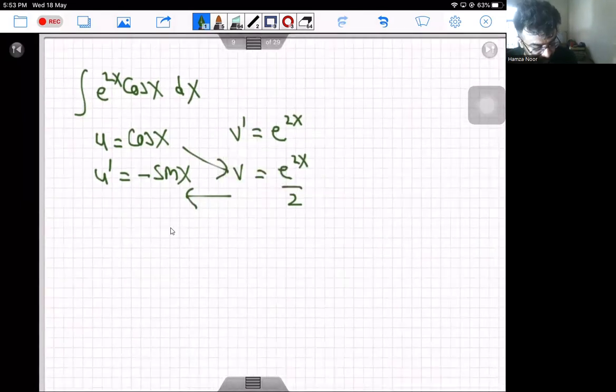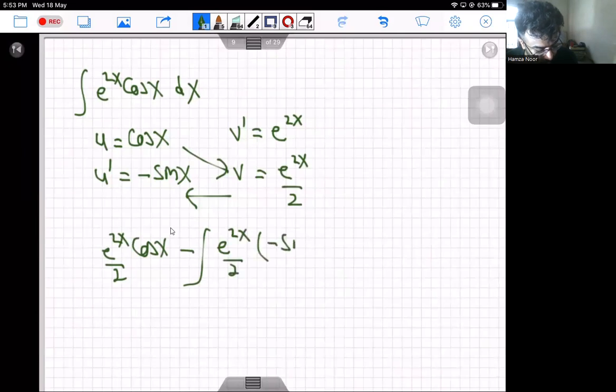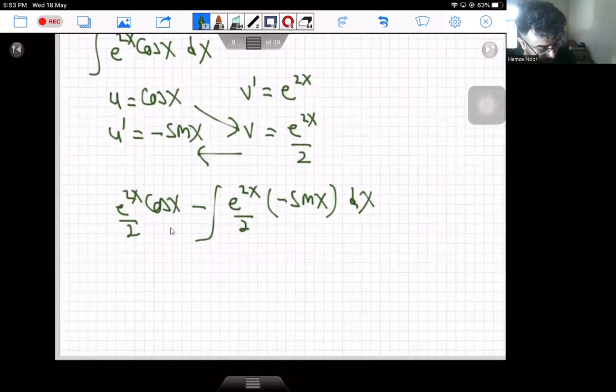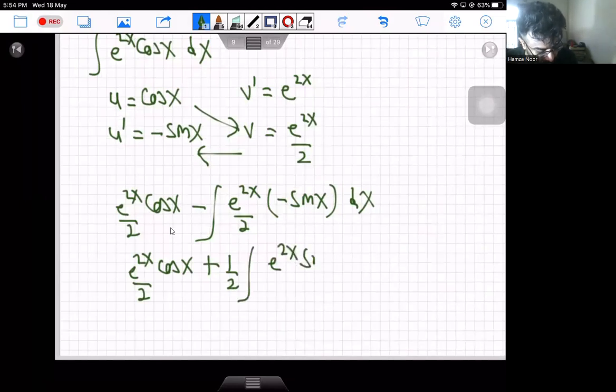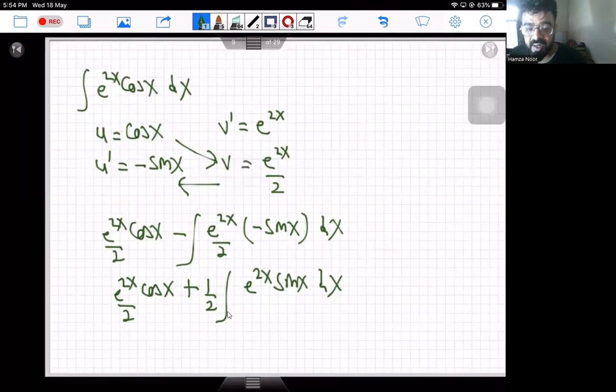So u times v will give you e raised to the power 2x over 2 multiplied by cos x minus the integration of e raised to the power 2x over 2 multiplied by minus sin x with respect to x. So far what we have achieved is e raised to the power 2x over 2 multiplied by cos x plus, I can take half as a constant term outside, and half multiplied by the integration of e raised to the power 2x multiplied by sin x with respect to x. Now, as you can see, we have arrived at the same thing.